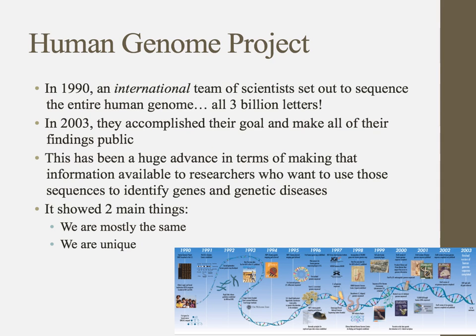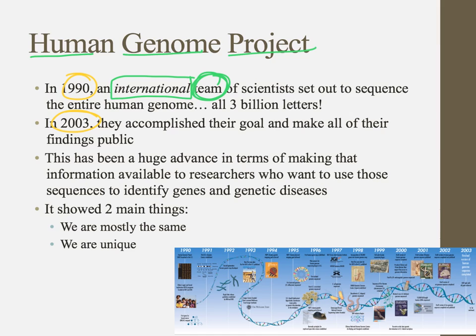Now, finding out all the sequences in the human genome was the ultimate goal of the Human Genome Project. The Human Genome Project started in the early 90s, and it's important to note that it was an international effort. Teams of scientists all across the globe came together with one goal in mind, which was to figure out the sequence of A's, T's, G's, and C's in the entirety of the human genome. And in 2003, they accomplished their goal. They found out all the sequences, again, just the letters, not what they did.